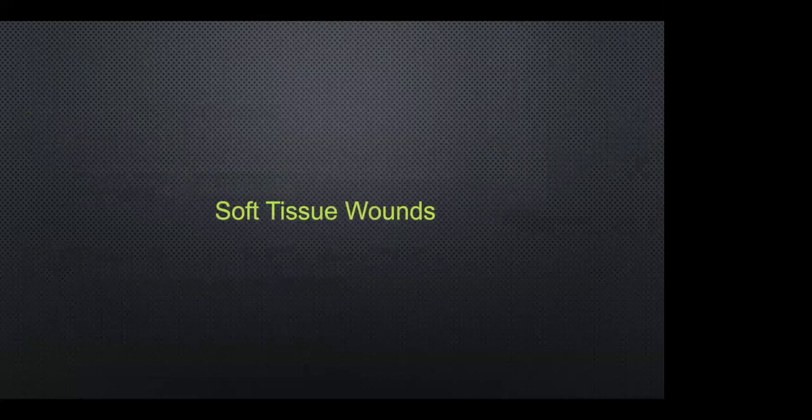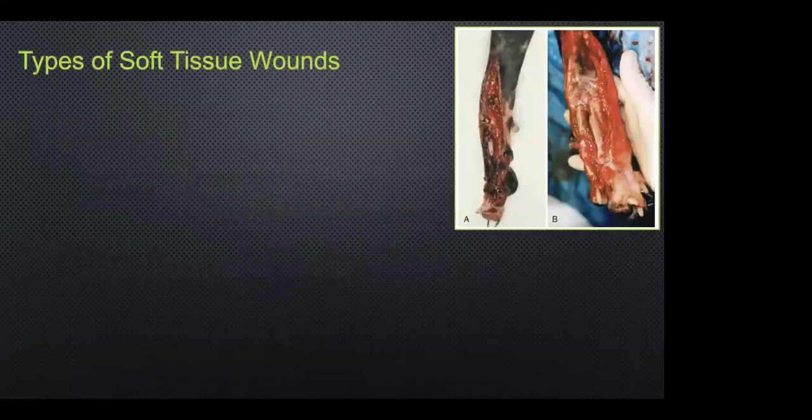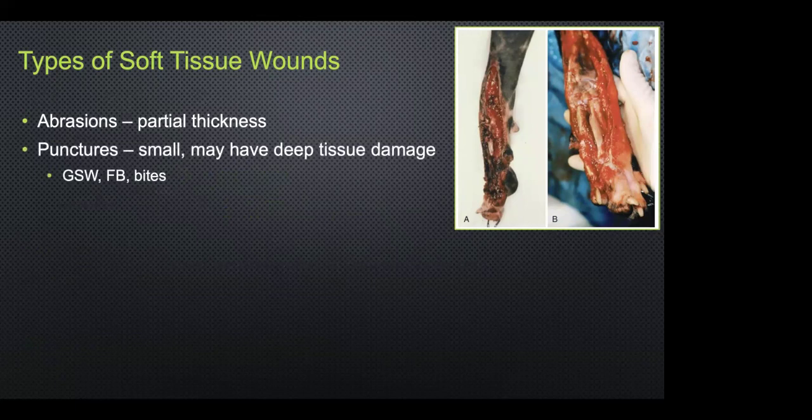Next, I'm going to touch on soft tissue wounds. Some of this will overlap with, of course, open fracture management because the wounds can be similar, but there's some additional information here. So there are different types of soft tissue wounds, right? We've got categories of abrasions, which are partial thickness wounds. We've got punctures, which are small, but they can be deceiving because they can cause deep tissue damage. These are going to be gunshot wounds, foreign body, bite wounds.